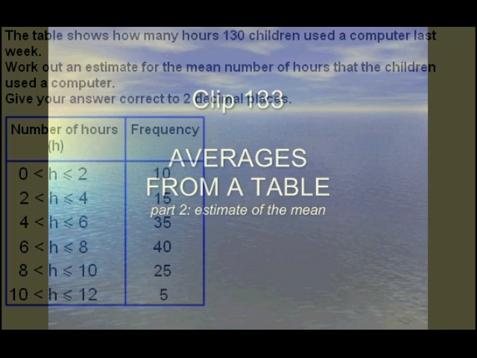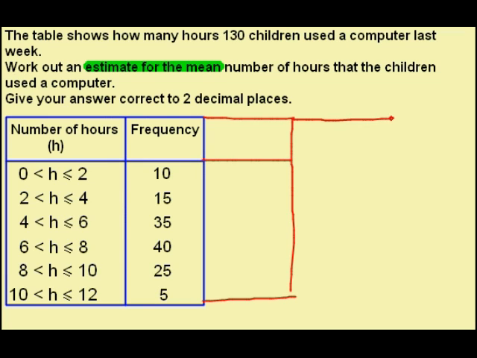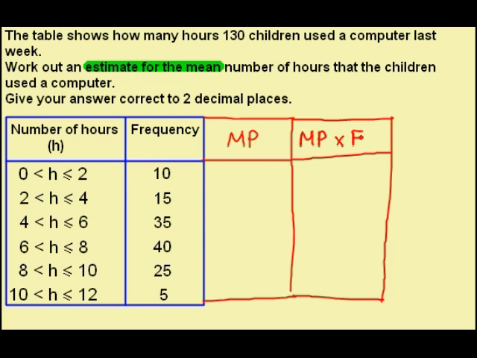This is a standard question, which is usually on the exam. What you're looking out for is this wording here, estimate for the mean. We now use a standard technique. Put 2 extra columns on your table, here and here. This column is labelled midpoint, and this column is labelled midpoint times frequency. We now find the midpoints of these here.